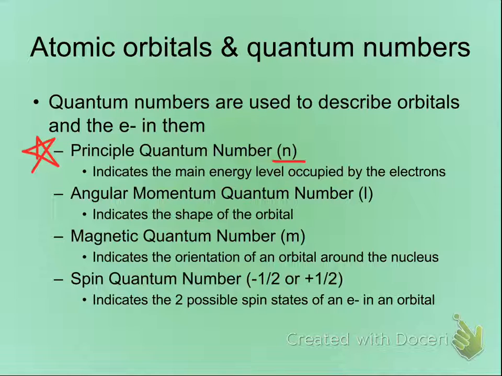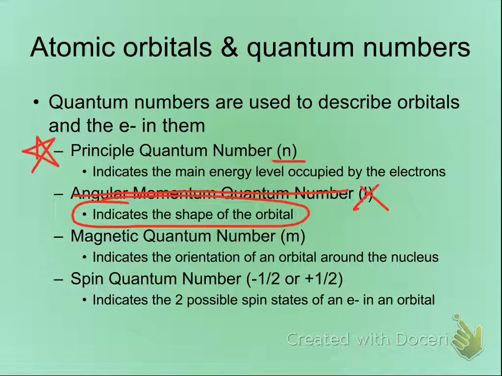The angular momentum quantum number is identified by L, but we don't care about that. And really, we don't care that we call it the angular momentum quantum number. What I care that you understand is that that second level of addressing, clarifying, and identifying is all about the shape of the orbital. That's what I care that you know.